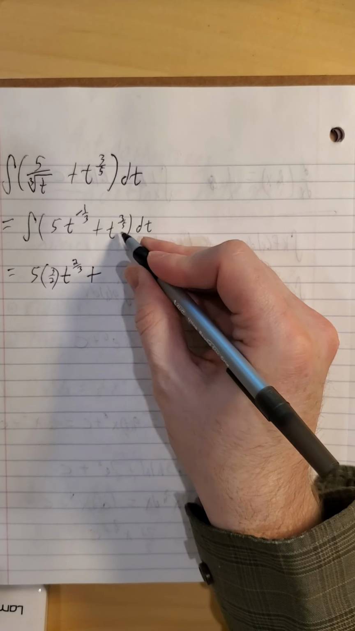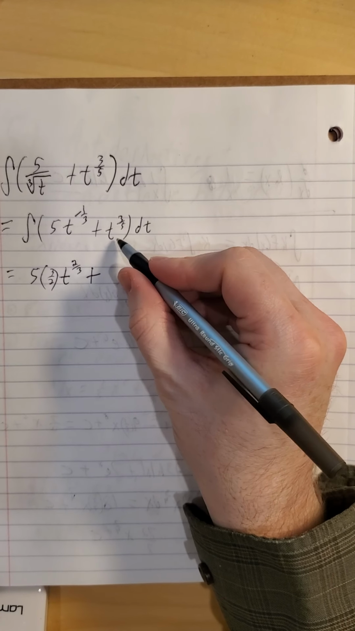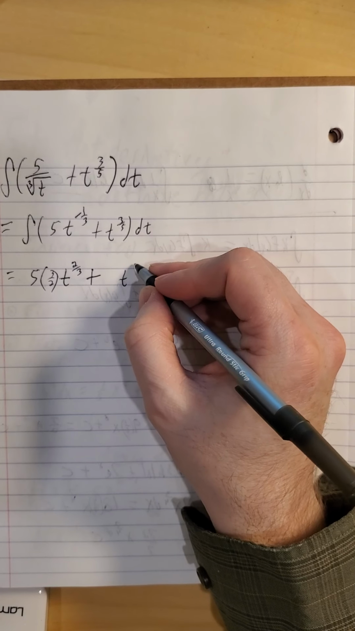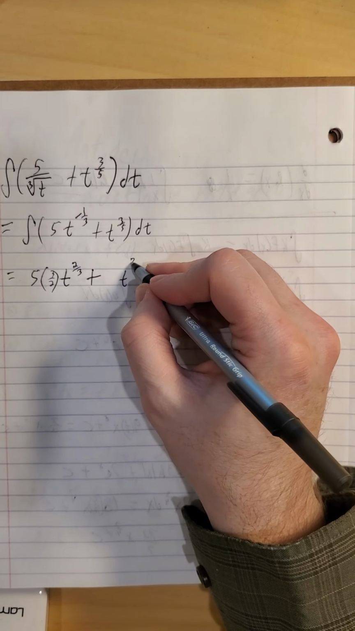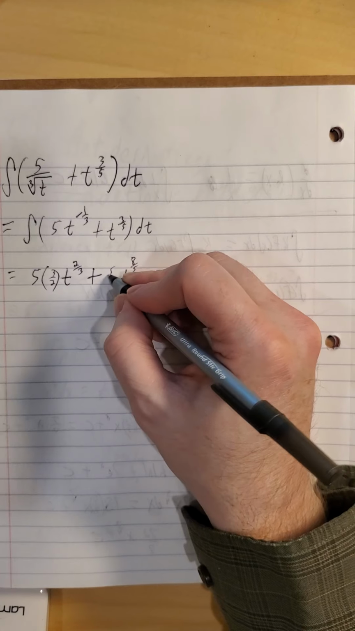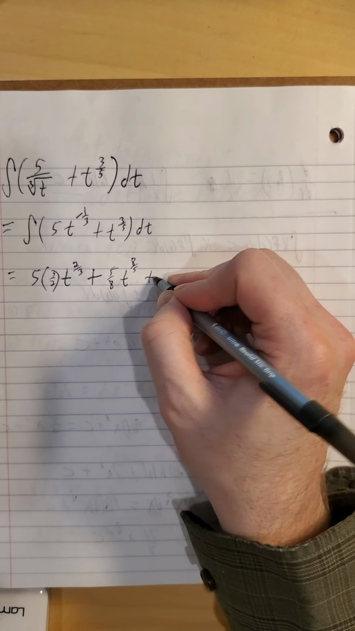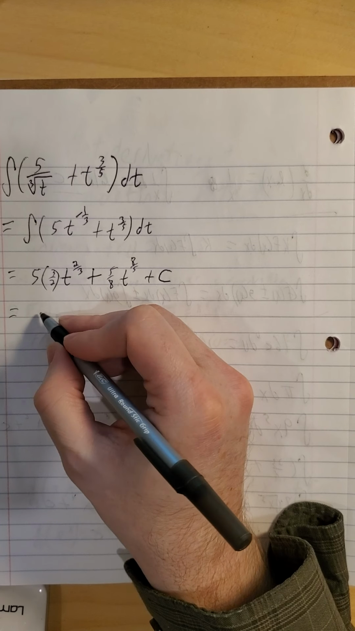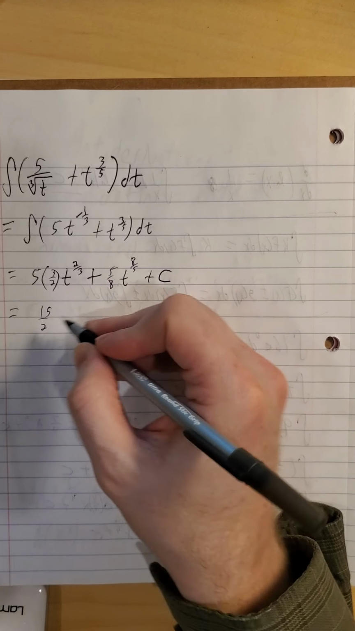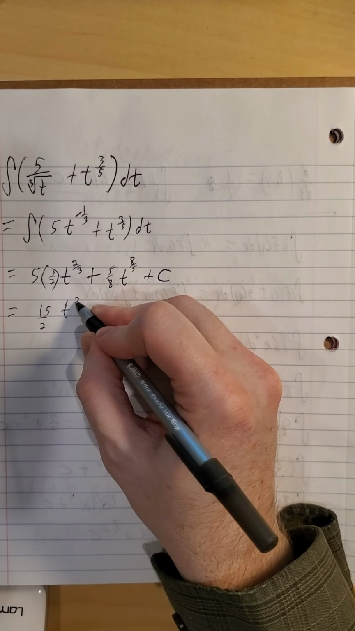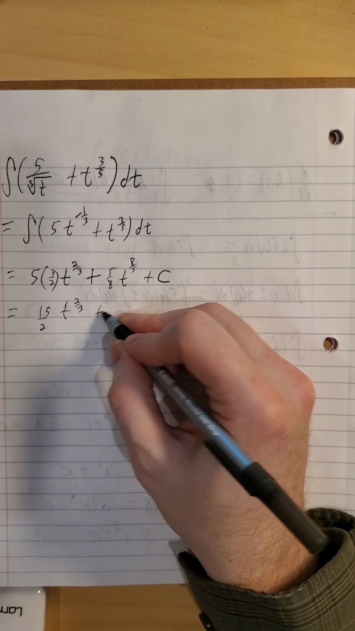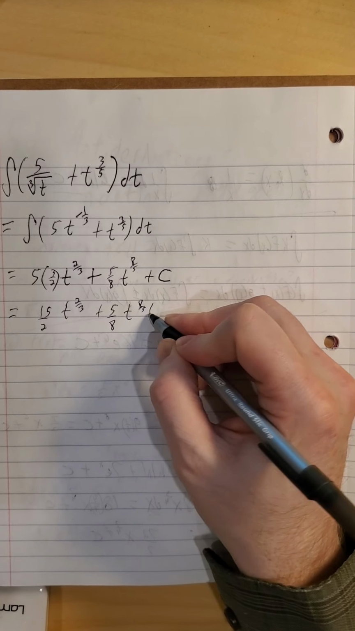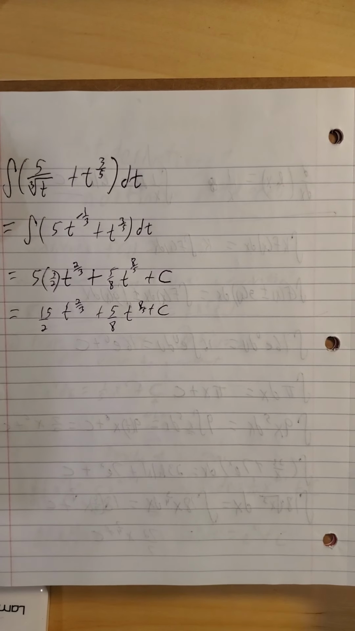Hang on to your plus sign in the middle. Do the same thing with the next term. Add, in this case, 5/5, so 1 in the form of 5 over 5, so that's t to the 8/5. So we'll need a 5/8 there, and of course we'll also need a plus c, and then just a little simplifying. So 15/2 t to the 2/3 plus 5/8 t to the 8/5 plus arbitrary constant c.